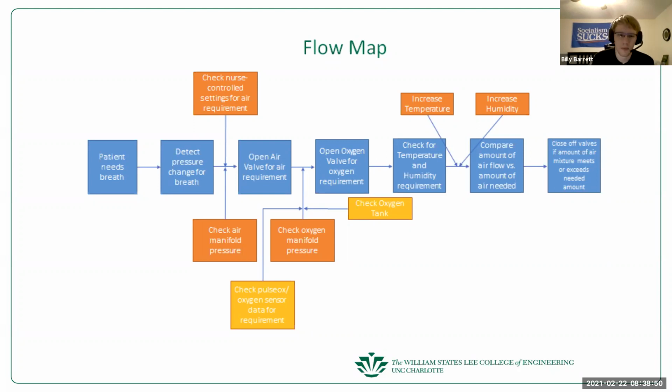Then, as it's also checking the oxygen manifold pressure, it checks the pulse ox oxygen sensor data for the requirement for how much oxygen we need. It also checks the oxygen tank to see if we have enough oxygen and pressure. It then opens the oxygen valve for oxygen requirement. Then the system checks for temperature and humidity, and it increases either if it needs it. Then we compare the amount of airflow versus amount of air needed, and then we close off the valves once those are met or exceeded.